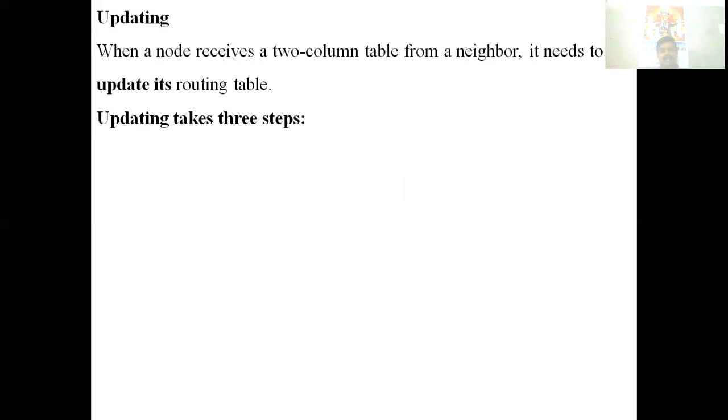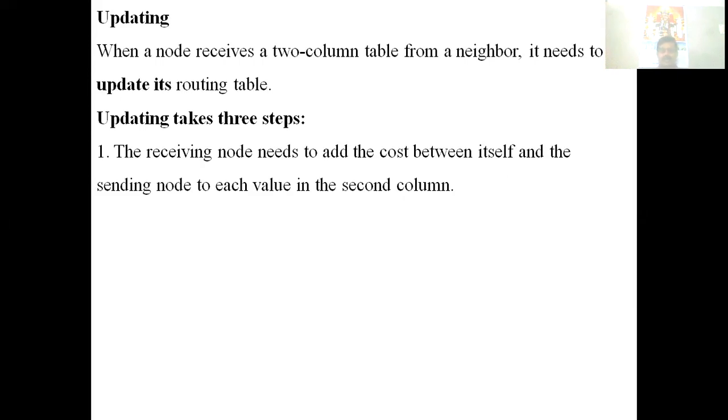There are three steps in this updating. The first step is that the receiver node needs to add the cost between itself and the sending node to each value in the second column. So in the second column of the routing table, the sender node is sending its routing table to the receiving node, and the receiving node has to update. It will add the cost between itself and the sending node to the value in the second column.